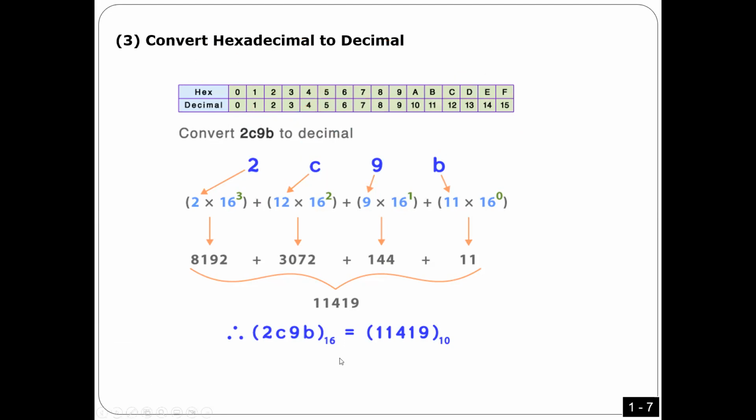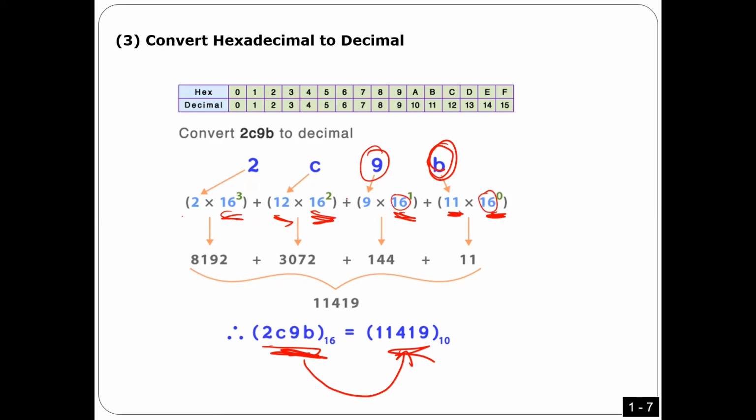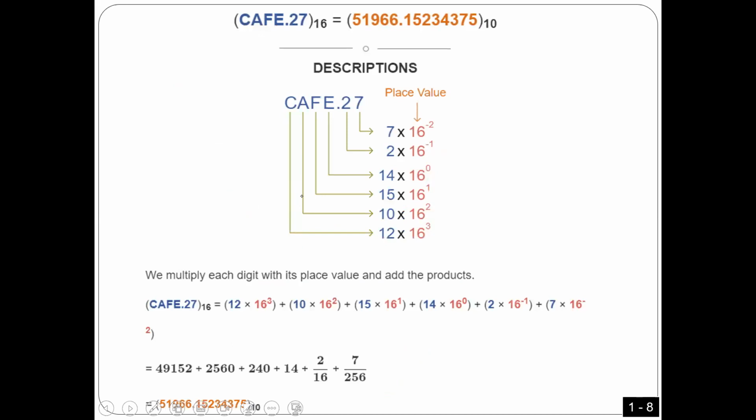So here I give you this number. All I'm going to do is multiply this B, which is 11, by the weight 16 to the power of 0, then 9 by 16 to the power of 1, C which is 12 by 16 to the power of 2, and then 16 to the power of 3, and then add everything together. This way, this number in hexadecimal is equivalent to this number in decimal. It's the same approach. I just change the weight, and when I change the weight, I actually change the base.